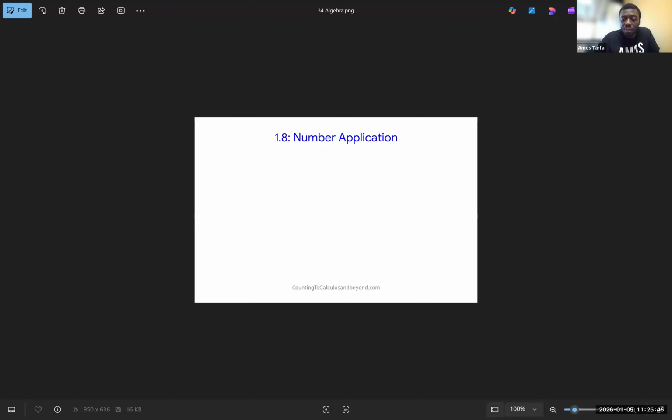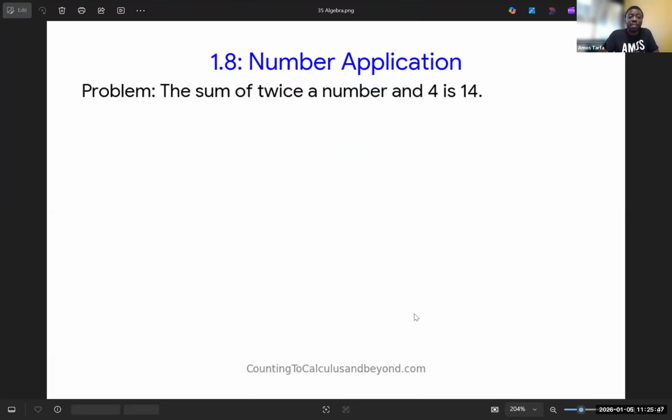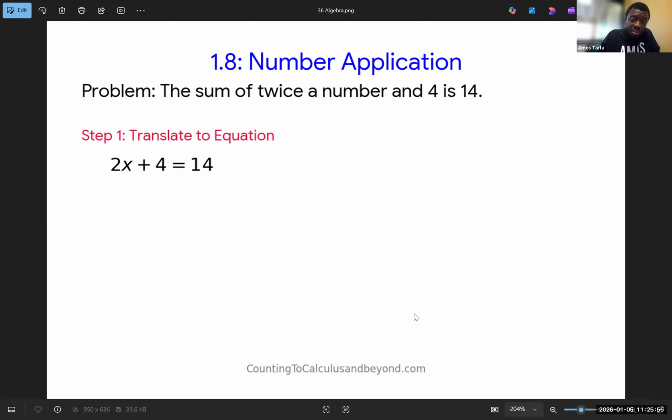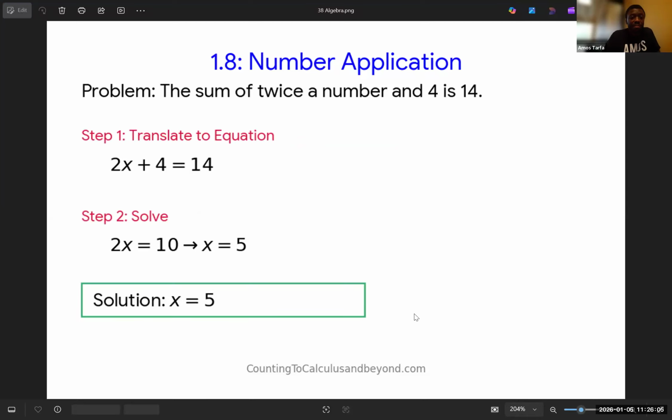Okay, now we're going to do number application. The sum of twice a number and 4 is 14. We have to translate that into an equation. The sum of twice a number, so the number is x, so twice that number. The sum of twice a number and 4 is 14. We just solve it now as an equation that has been set up for x.